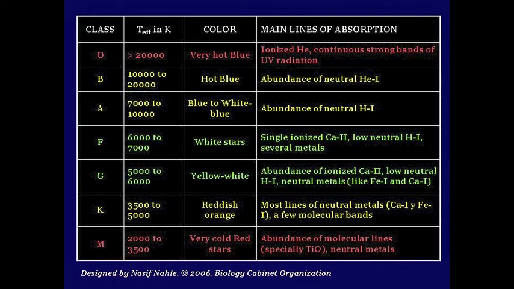As we know the Sun is a G-class star, we now know from this table that it's yellow-white in colour, and the main lines of its absorption spectra is an abundance of calcium ions.